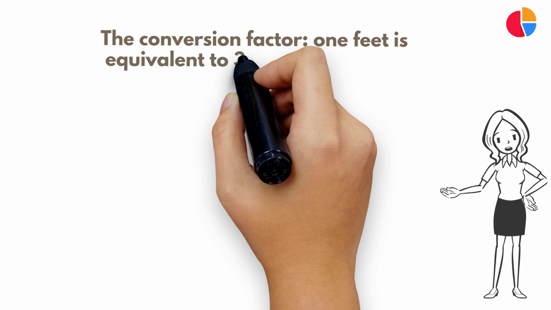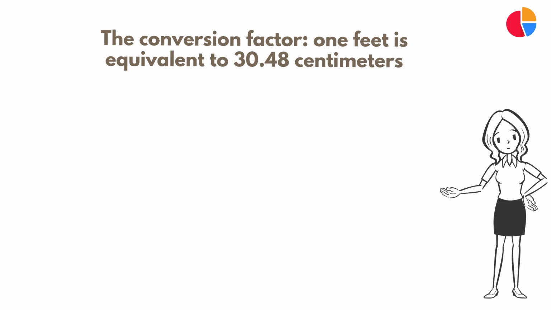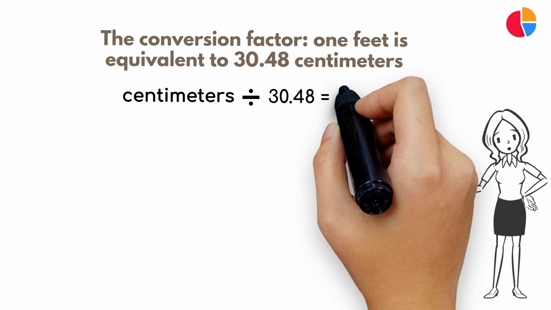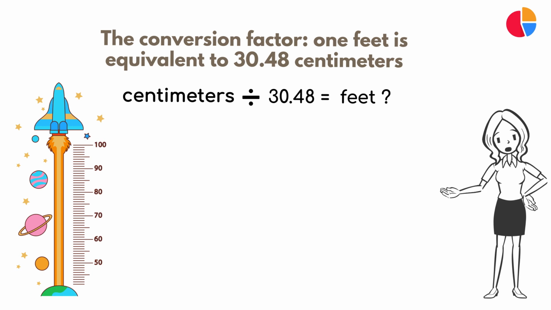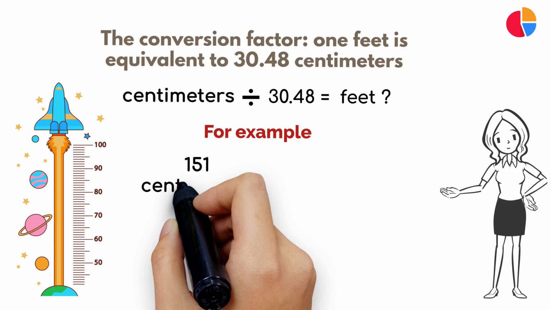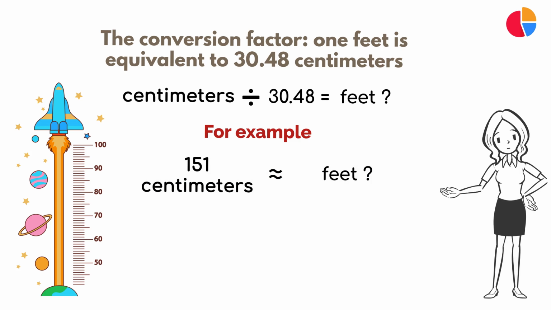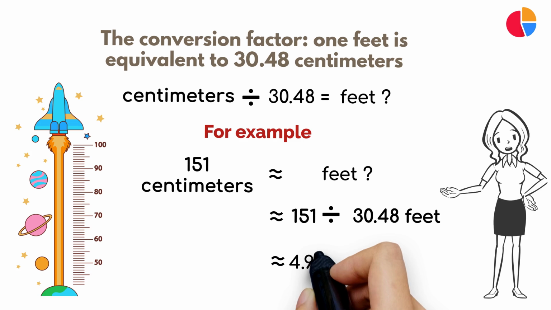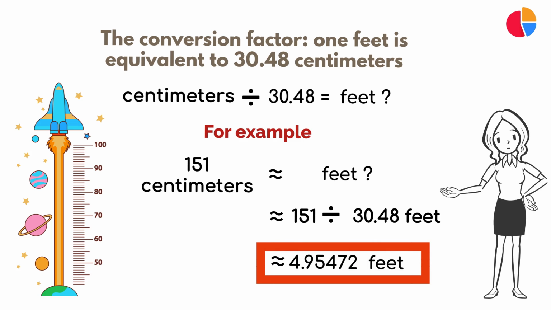1 foot is equivalent to 30.48 centimeters. To convert from centimeters to feet, you simply divide the number of centimeters by this conversion factor. Now, let's dive into an example. Suppose we want to convert a length of 151 centimeters to feet. We begin by dividing 151 by the conversion factor of 30.48. The result is approximately 4.95472 feet.